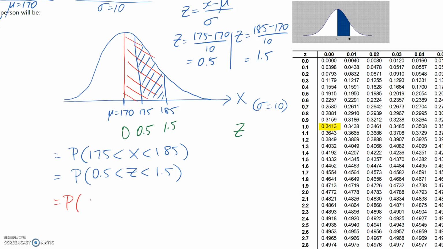So we could write that as the probability, in terms of z, from 0 to 1.5. And then, if we take away this other little bit in here, all that we're going to be left with is the blue bit. So we can write the grey bit as the probability of being between 0 and 0.5. Okay, this bit here. So let's go and look those up in the table because we actually can.